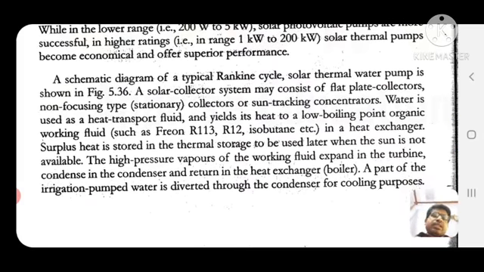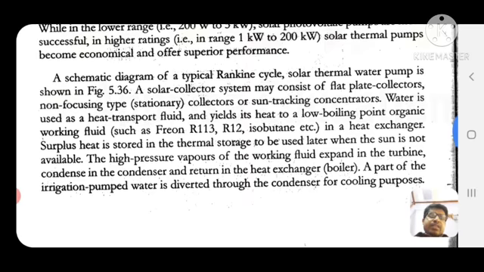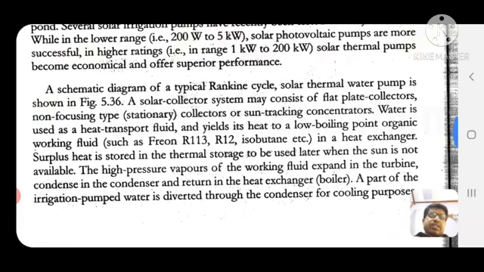A solar collector system may consist of flat plate collectors, non-focusing type collectors or sun tracking concentrators. Water is used as a heat transport fluid and yields its heat to a low boiling point organic working fluid in a heat exchanger. Surplus heat is stored in the thermal storage to be used later when the sun is not available.